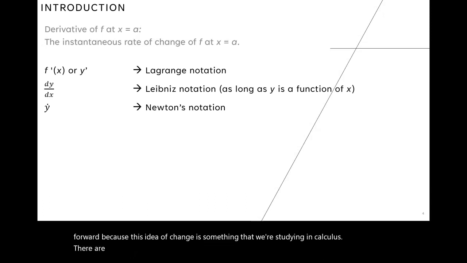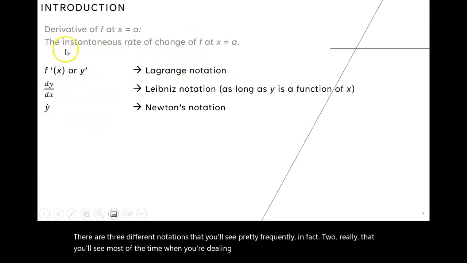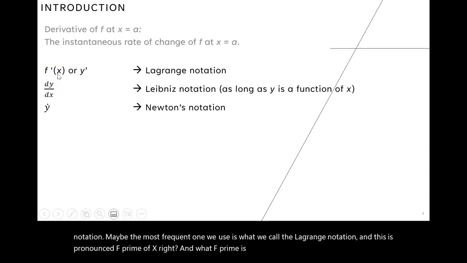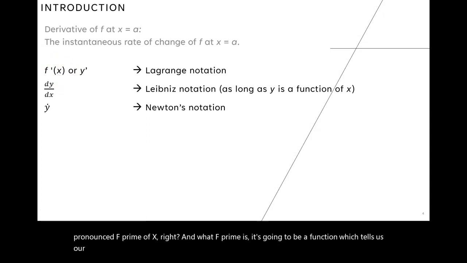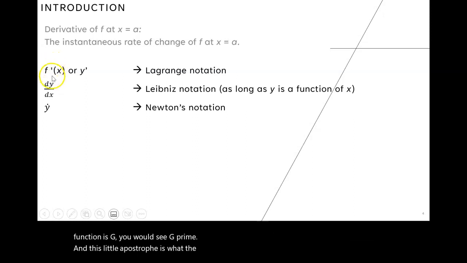There are three different notations you'll see pretty frequently. In fact, two really that you'll see most of the time when you're dealing with derivatives. Just to introduce you to some of this notation, maybe the most frequent one we use is what we call the Lagrange notation, and this is pronounced f prime of x. What f prime is, is a function which tells us our instantaneous rate of change at any one moment. Sometimes you'll see it as y prime. If your function is g, you would see g prime. And this little apostrophe is what the prime part is.